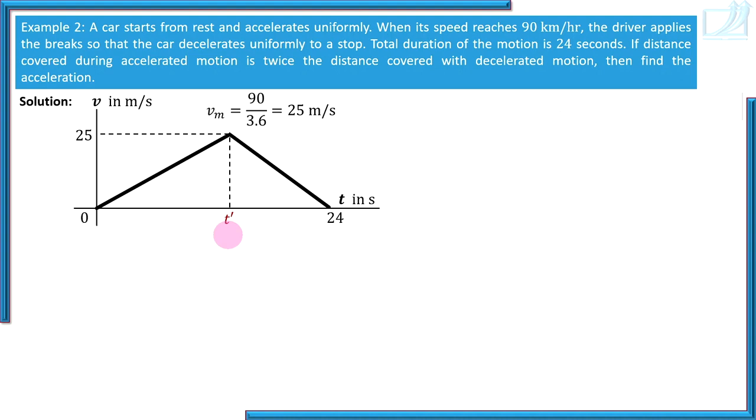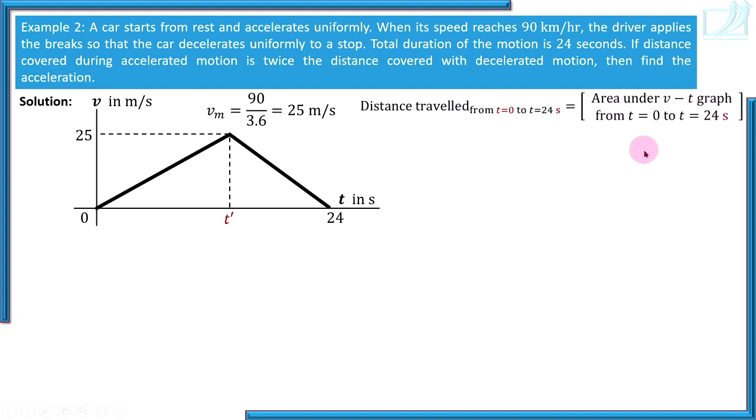After drawing the VT diagram, what? Area under the VT diagram is displacement, and change in velocity by time is acceleration. These are the two formulae we use to solve uniform acceleration problems using the VT diagram. So distance travelled from t equal to 0 to t equal to 24 seconds is the area under the VT graph from t equal to 0 to t equal to 24 seconds.